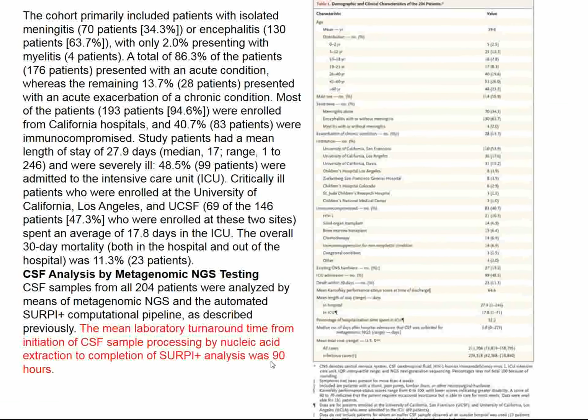Now, the first result that interested me is that the metagenomics took 90 hours. And if the investigations take 90 hours, then I think I'd rather rely on gram stains, cultures, antibody tests, and inspection of the cerebrospinal fluid. But that was done, and you can look at the details.